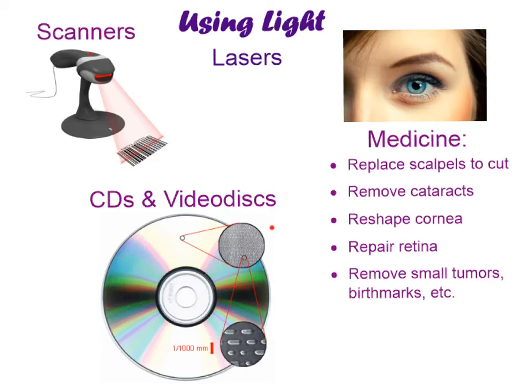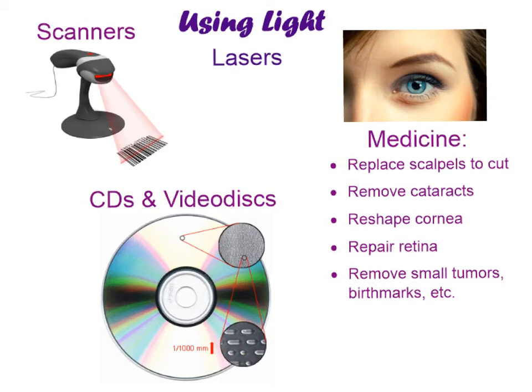CDs and video discs are items that use a lot of lasers. When the disc is produced, the information is burned into this reflective surface with a laser. The laser creates millions of tiny little pits, and these are magnified to a great degree, and those patterns start at the center of the disc and move spirally outward toward the edge.